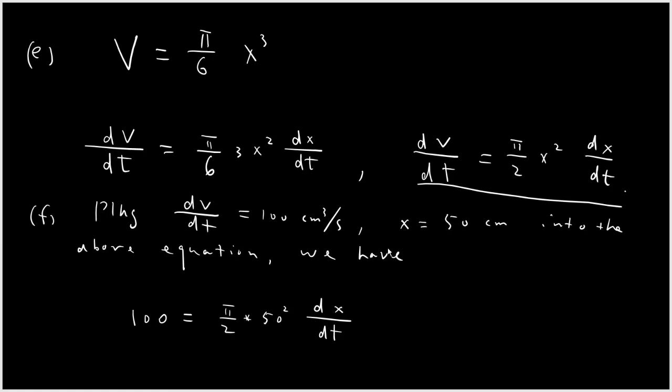Now you see the only unknown thing is the thing you are looking for. I mean, the only unknown thing is the rate of change of the diameter we are looking for. Okay, so the diameter.